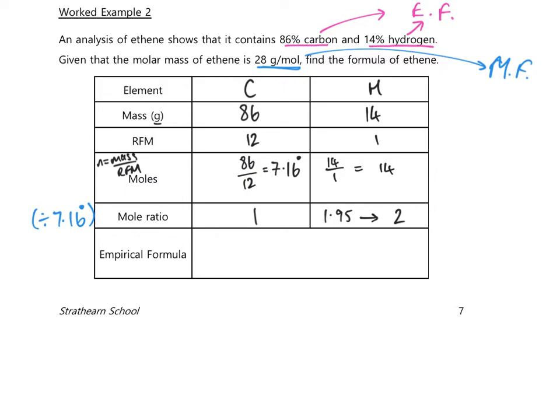You have to judge at this stage, is it something like 1.5, which would mean we would need to multiply both by 2. But in this case, the number is close enough that we can just round it off to 2. So my empirical formula is CH2.